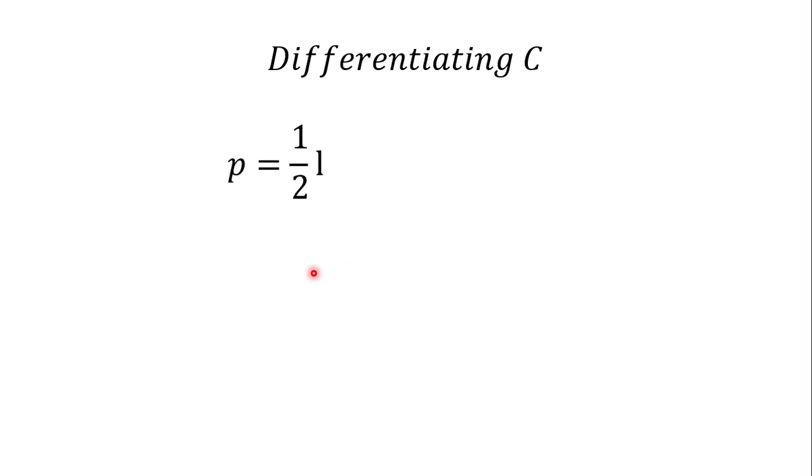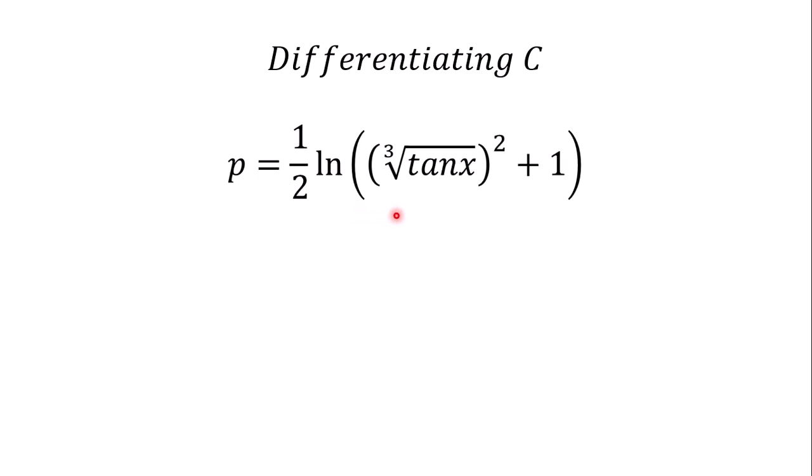Alright, let's move on to the C part. Okay, with this, you're going to let P be equal to natural log absolute value of cube root of tangent x to the power 2 plus 1.